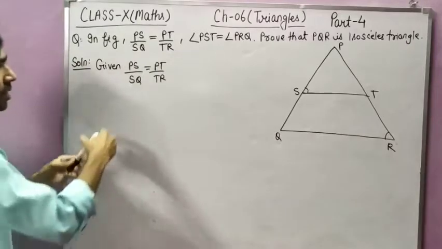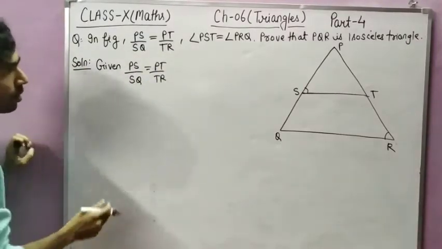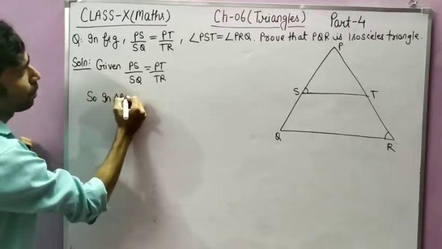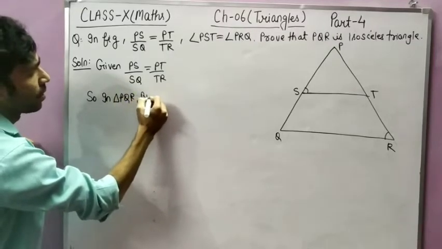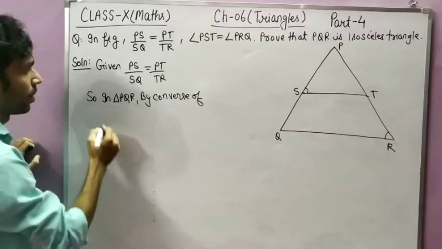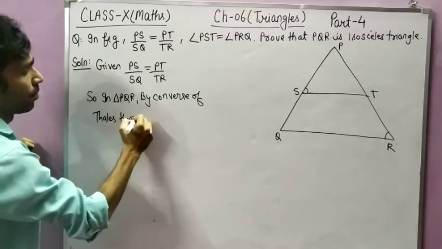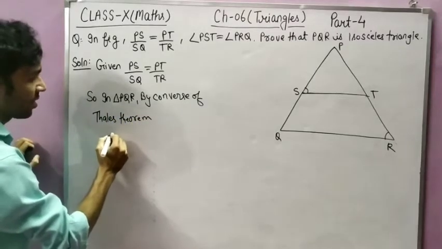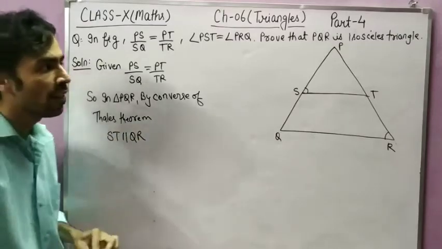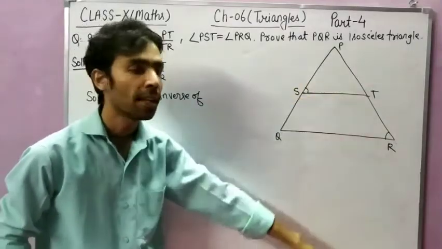Okay, so PS upon SQ equal to PT upon TR is given, and so in triangle PQR, by converse of Thales theorem, ST will be parallel to QR. Because the ratio is given, that line dividing the other two sides in the same ratio will be parallel to the third side, meaning QR.